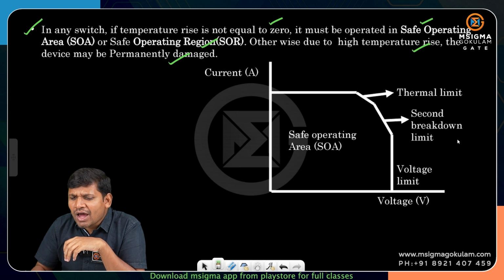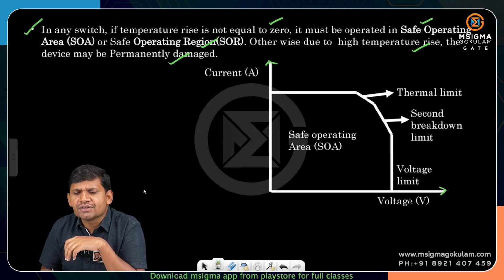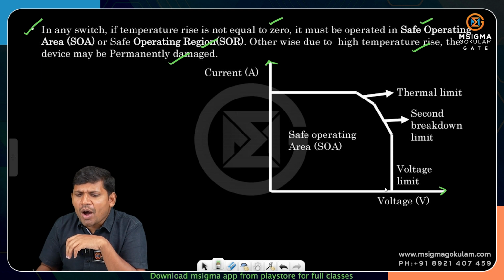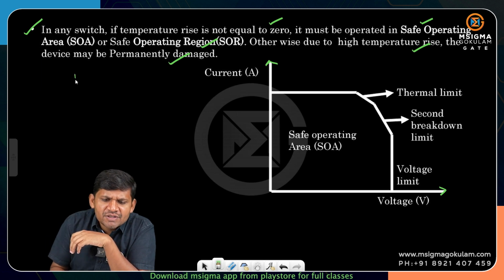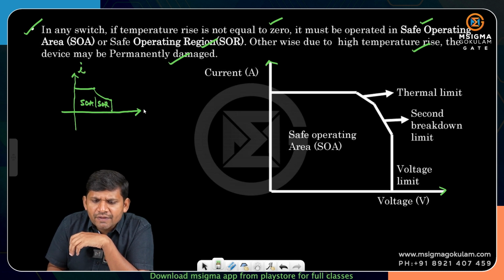Then this is one of the safe operating areas. This is a general safe operating area representation. In general, the safe operating area can be represented like this. Simply you can remember it like this. This is called the safe operating area or safe operating region. Here I have taken the current and here I have taken the voltage.